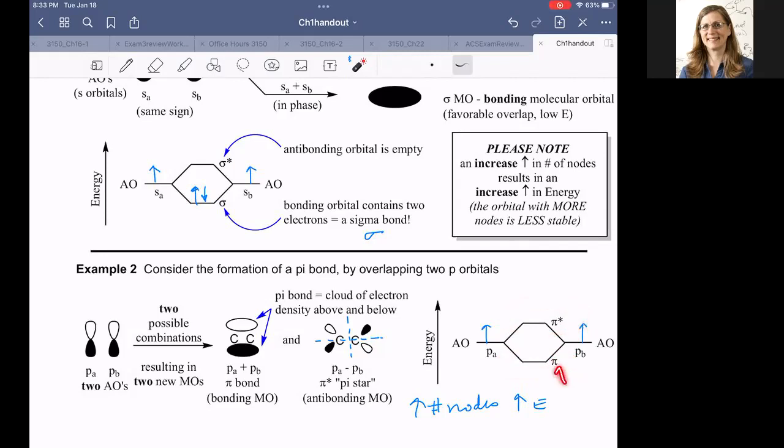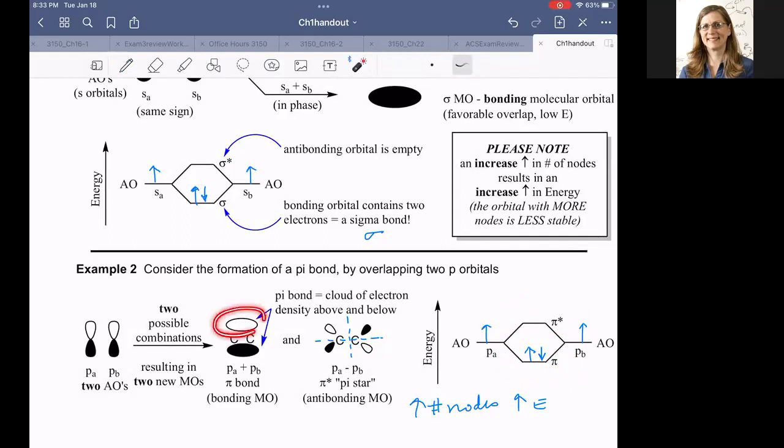We call that the bonding, the pi, and one that's anti-bonding, that's the pi star. So we get the same pattern again. And where are the two electrons going to go? They're going to pair up in the bonding molecular orbital, the bonding pi molecular orbital. And that's what a pi bond looks like.